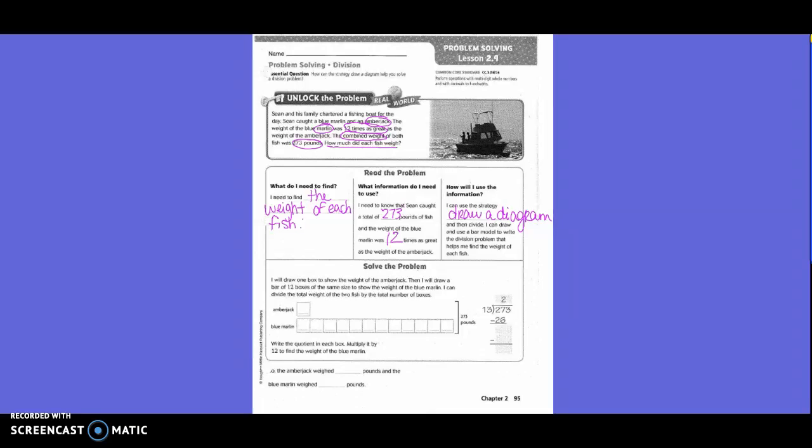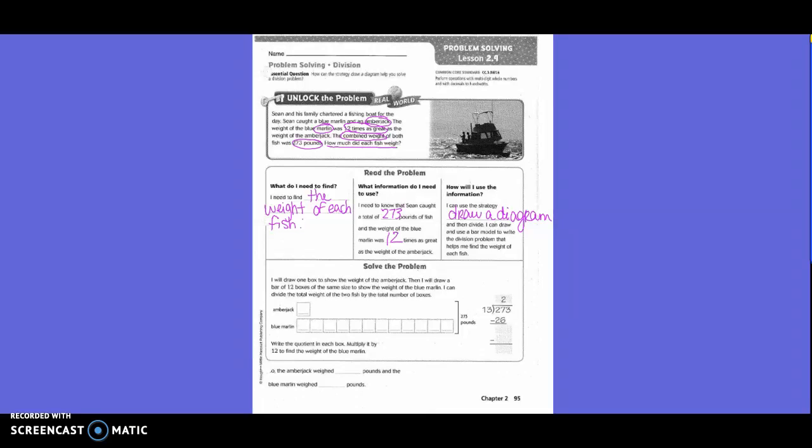Solve the problem. I will draw one box to show the weight of the amberjack. Then I will draw a bar of 12 boxes of the same size to show the weight of the blue marlin. I can divide the total weight of the two fish by the total number of boxes. Have you guys kind of seen a problem like this before on your spiral of homework? Yes. Okay. So basically, they drew the one box and then they drew 12 down here. So they're saying all of those boxes combined equal 273.